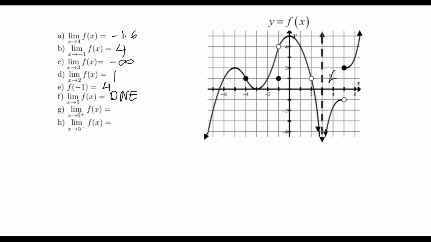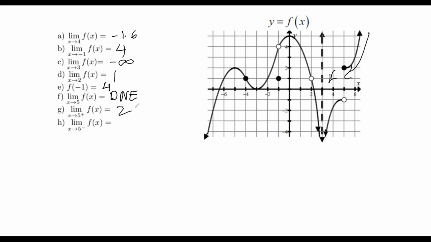So limit as x approaches 5 from the right side. So the plus sign after the 5 basically signifies that it wants the limit as x approaches 5 from the right side. So as x approaches 5 from the right side, right here, we notice that it approaches this value 2. So the answer will be 2.